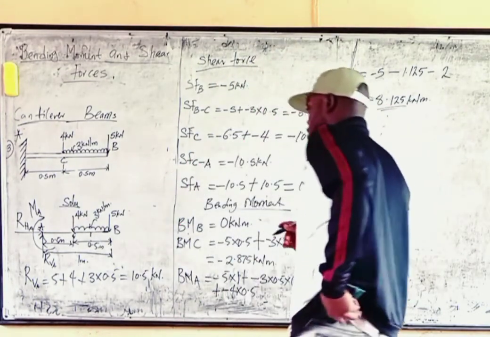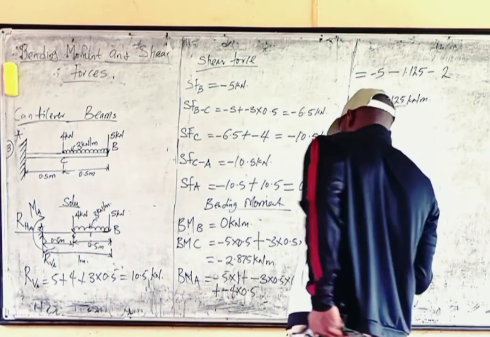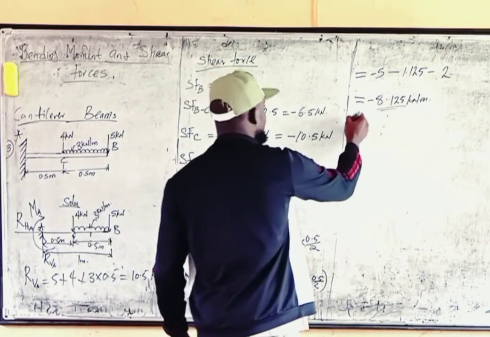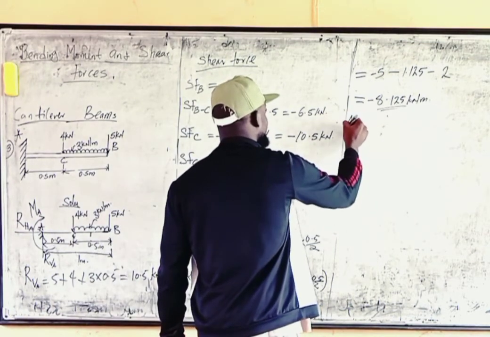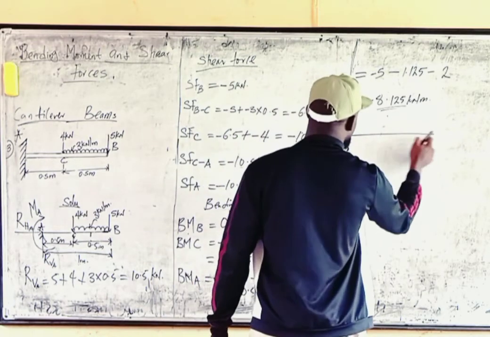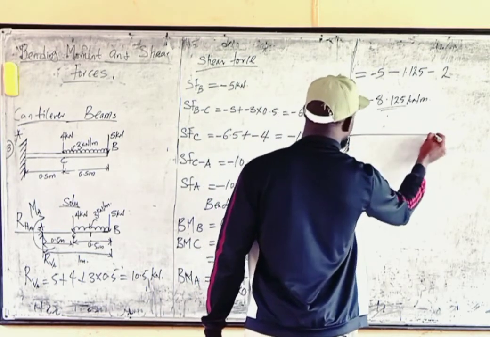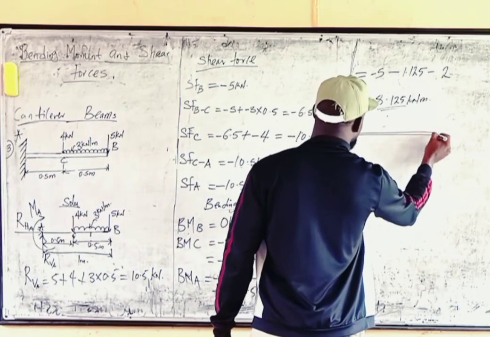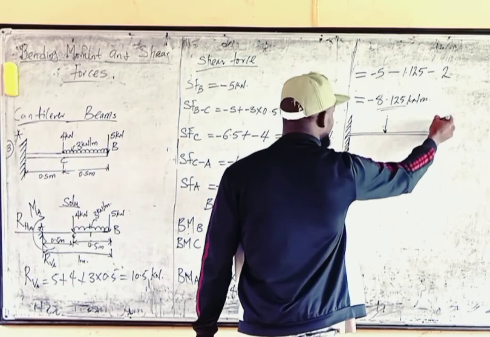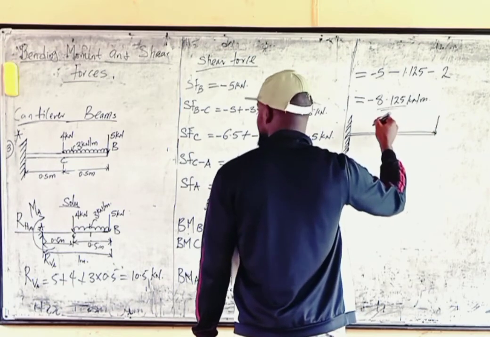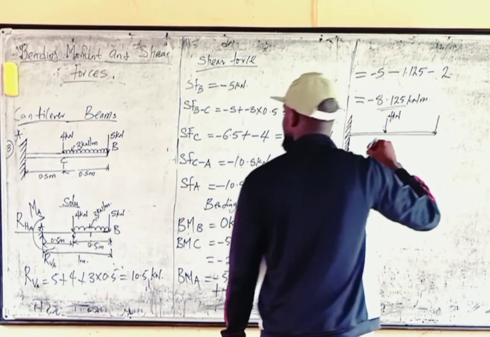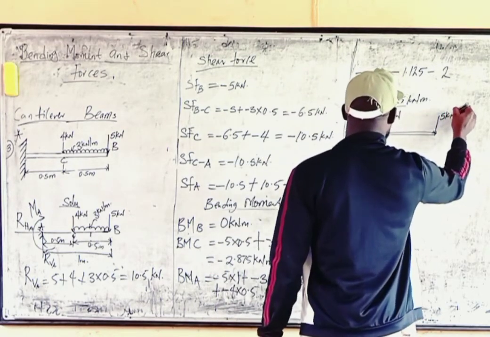The next thing, let's draw out the bending moment and shear force diagram. The first thing you do is draw the diagram. Then we have a load here, and we have another load in this case. The first load is 4 kilonewtons, then the second load is 5 kilonewtons.